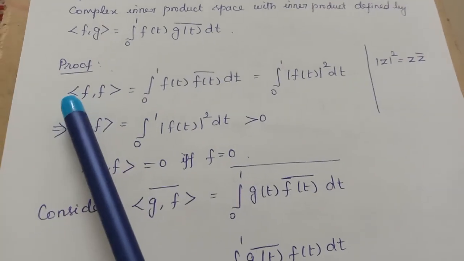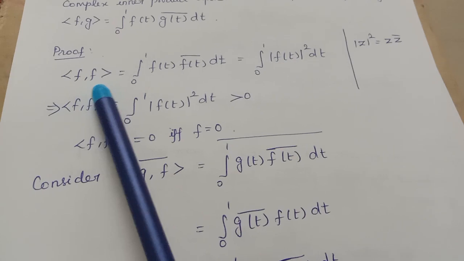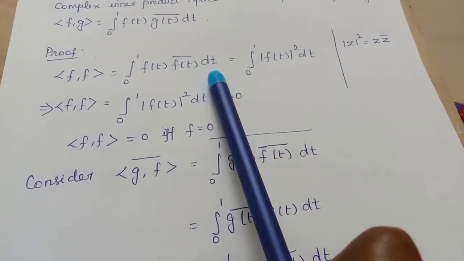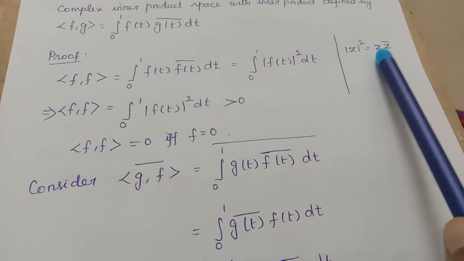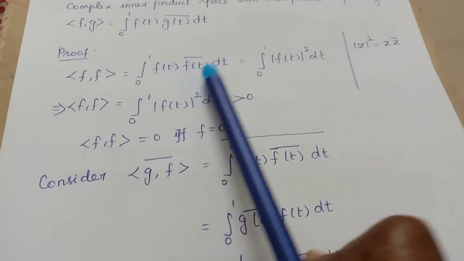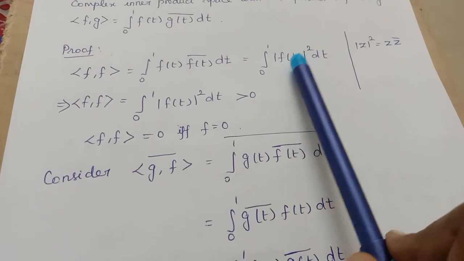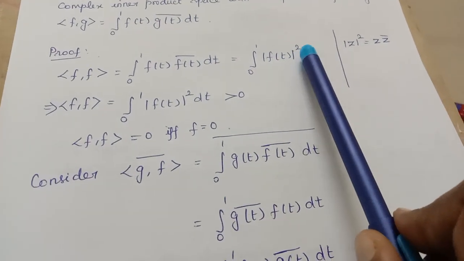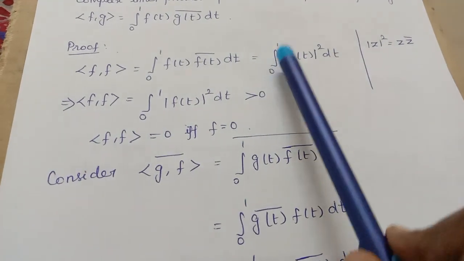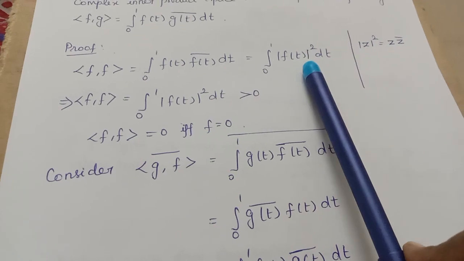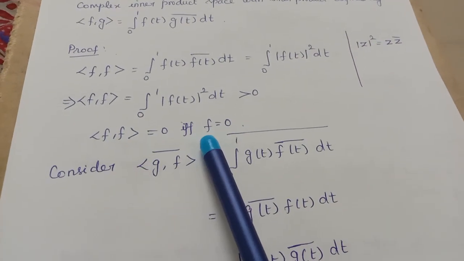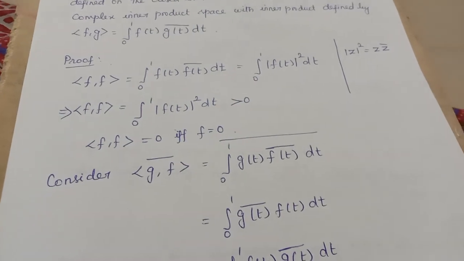Now let's check the first condition. What is the inner product of f with itself? It equals the integral from 0 to 1 of f(t) into f(t) conjugate dt. But what we know is that a number times its conjugate, z z bar, is equal to mod z square. So this is nothing but the modulus of f(t) the whole square. So the modulus itself we are squaring. So definitely this will be a positive number and it is integrated between 0 to 1. So this is surely a positive number. When will this be equal to 0? Only when the function itself is equal to 0. So the first condition is satisfied.